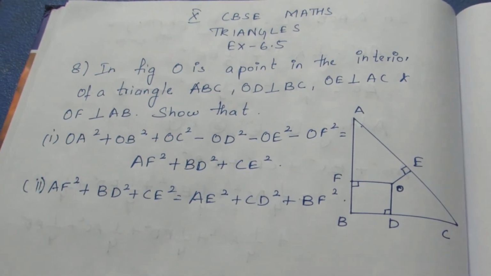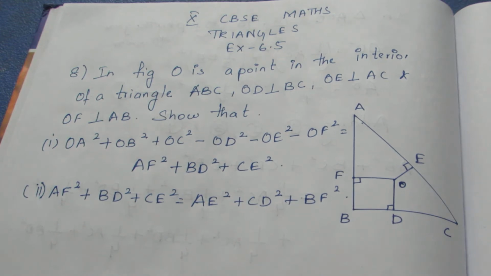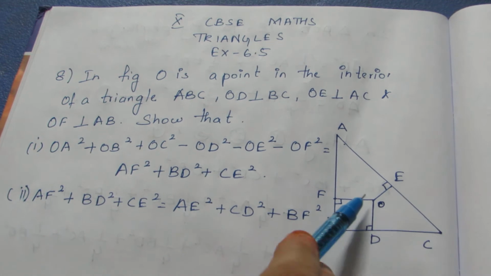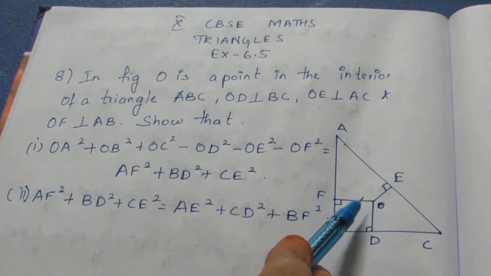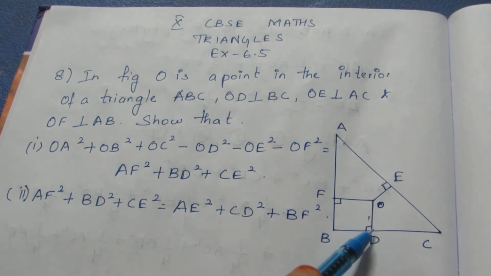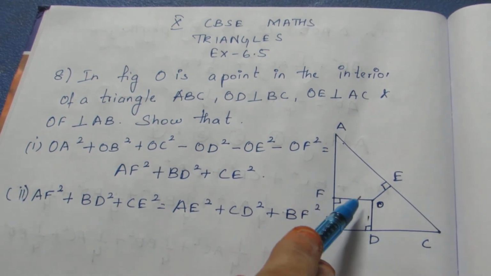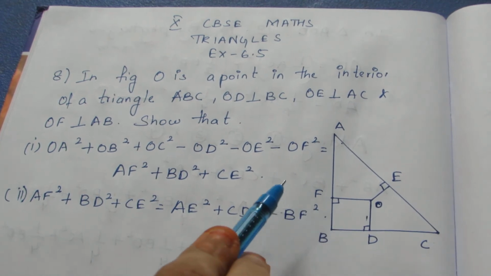Today we are going to see 10 CBSE Maths Triangle exercise 6.5 question number 8. Let's see the question. In the figure, O is a point in the interior of a triangle. There is a point O in the interior of a triangle ABC. OD is perpendicular to BC. OE is perpendicular to AC. OF is perpendicular to AB.